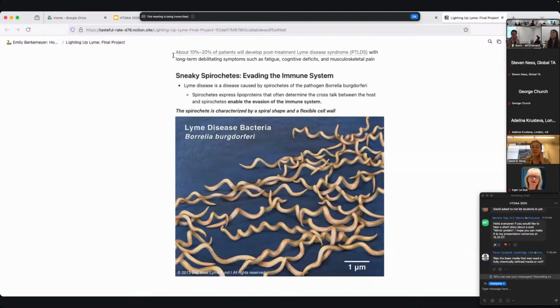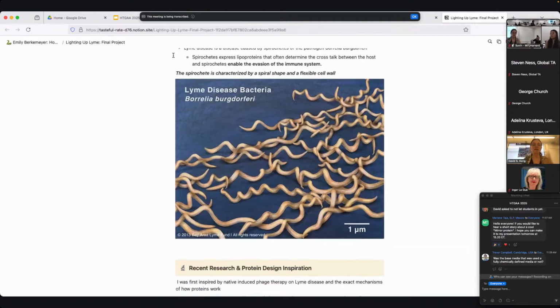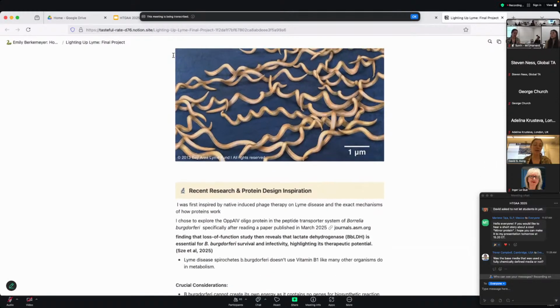So the reasoning for the ability of Lyme disease to linger in connective tissues is due to spirochetes. These are these ugly little spring-like guys, and they enable evasion of the immune system. Basically, I understand them as they're really good at hiding. They have a spiral shape and a flexible cell wall, which the immune system of human or animal hosts are not used to.